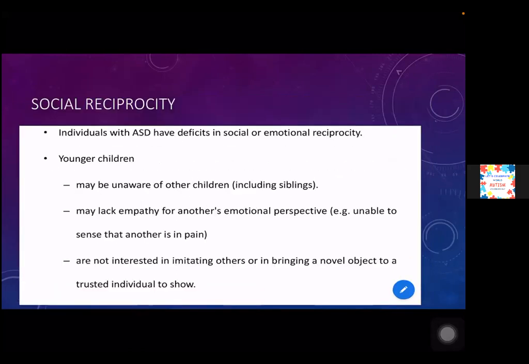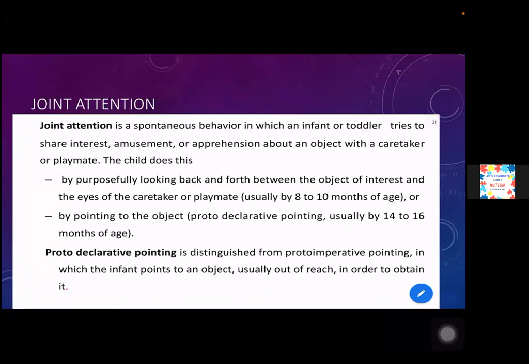So what do I mean by social reciprocity? Individuals with autism spectrum disorders have deficits in social or emotional reciprocity. Younger children may be unaware of other children, including their own siblings. They may lack empathy for another's emotional perspective, that is, be unable to sense that another is in pain. They are not interested in imitating others or in bringing a novel object to a trusted individual to show. So these are the features of autism spectrum.